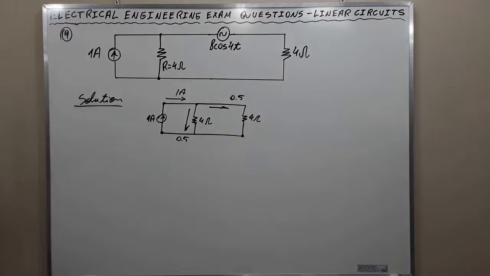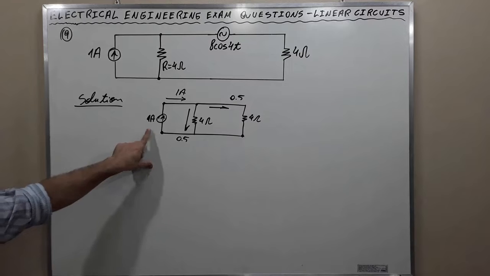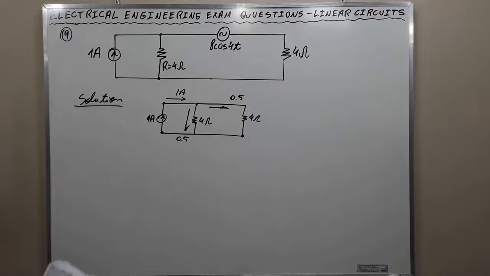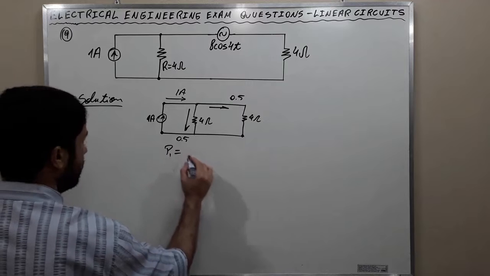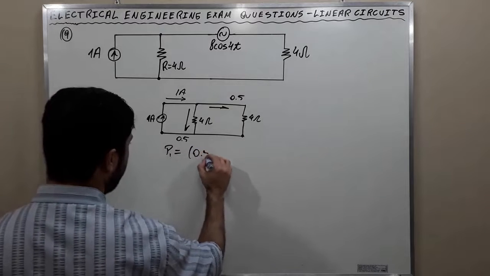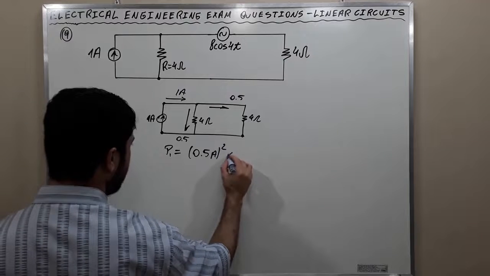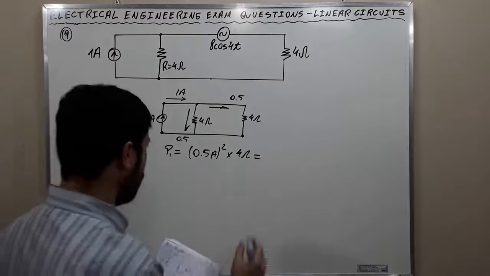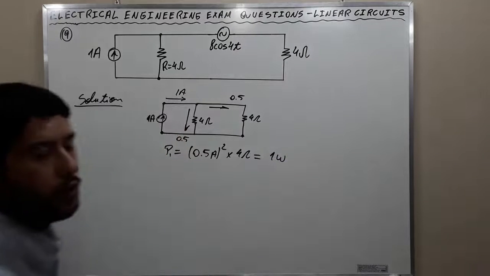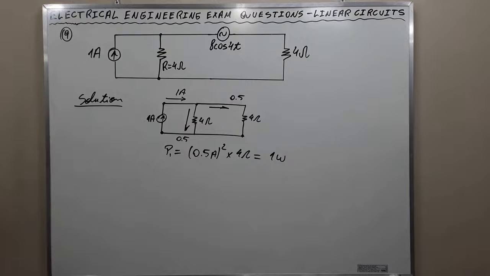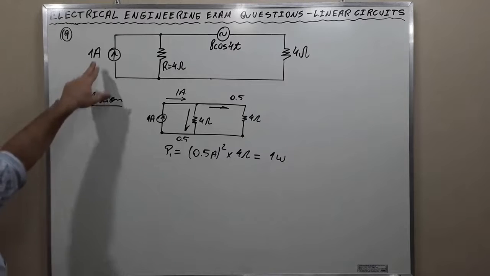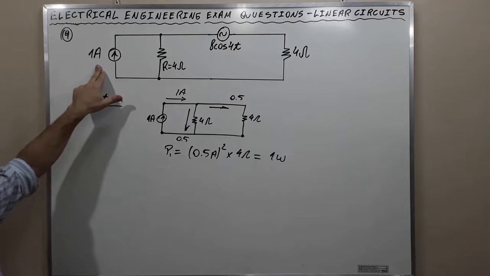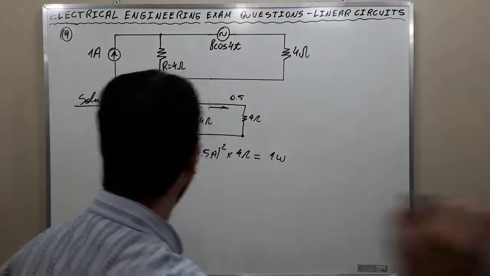Okay? Then, when the forcing term is only this current source, the power, we're going to call it P1, is 0.5 amps squared times the value of the resistance. And this is equal to 1 watt. Okay? Easy, easy. Now, let's do the same. Now, putting this current source at rest. A current source at rest is an open circuit.